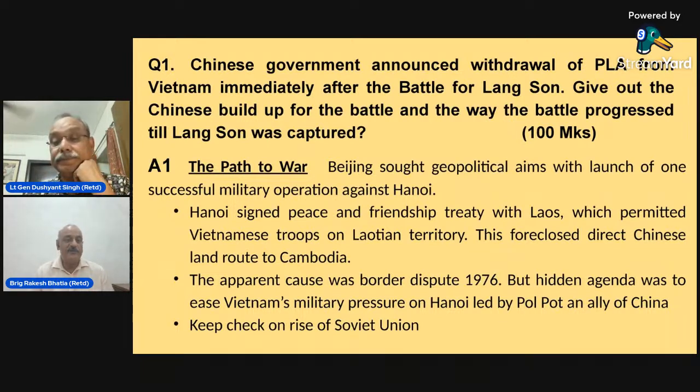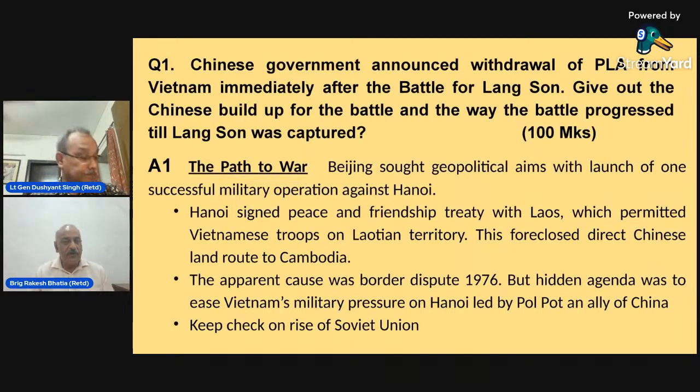Now, this was not acceptable to China. Hanoi moved fast and they had a treaty with Laos which permitted Vietnamese troops on Laotian territory. Now, Cambodia was an ally of China with Pol Pot being the leader. With Vietnamese troops sitting in Laos, the land route between China and Cambodia was blocked. So this was not liked by the Chinese because they could not provide the necessary aid to their ally in Cambodia.